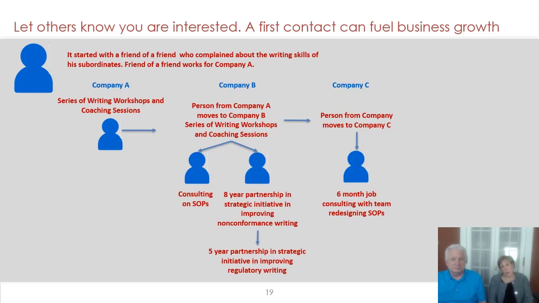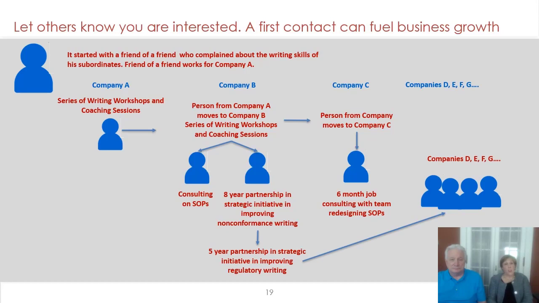People from those courses that we delivered then hired us to work in another initiative to improve regulatory writing that went to federal regulators. And we did many of those courses. People from those courses then moved to other companies. So we got jobs in companies D, E, F, and G. We haven't actually counted how many companies we've worked with on this type of writing, but it all started about 15 or 20 years ago with a friend of a friend who we had let know we were interested.